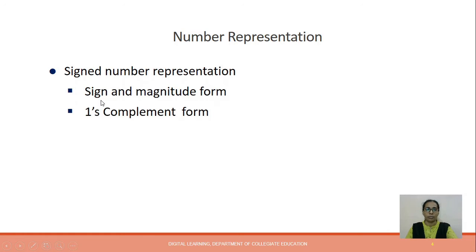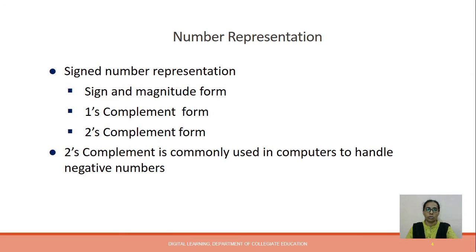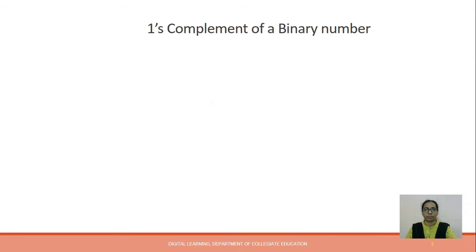The second way of representation is ones complement form. Third way of representation is twos complement form. Our topic of discussion in this session is ones complement and twos complement representation. And this twos complement representation is commonly used in computers for handling negative numbers.